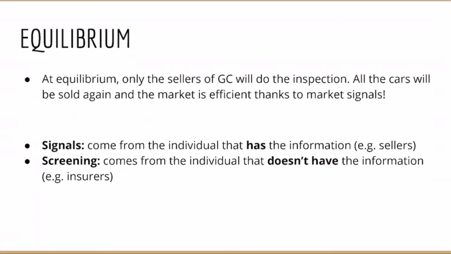Another way to get rid of information asymmetry is by using screening, and this time it would come from the individual that doesn't have the information. For example, insurers. In the US, some insurers can make you pass a driving test to see if you're a good or a bad driver because they don't have this information initially, and once they make you pass the test, they can decide how much they charge you.